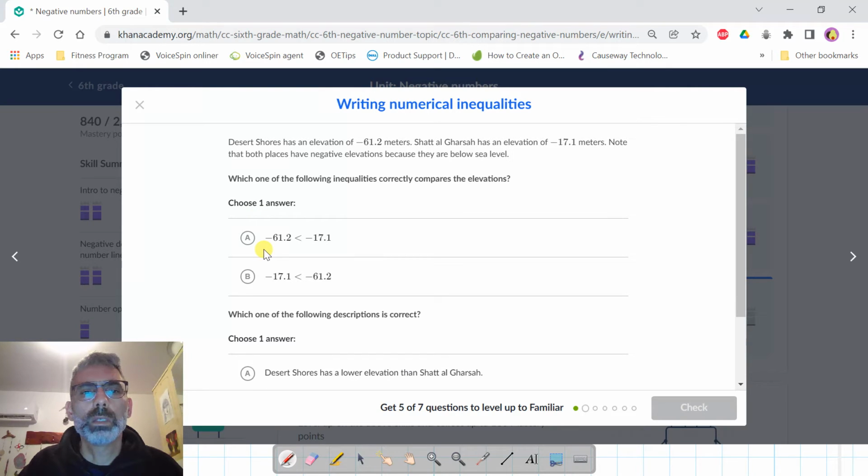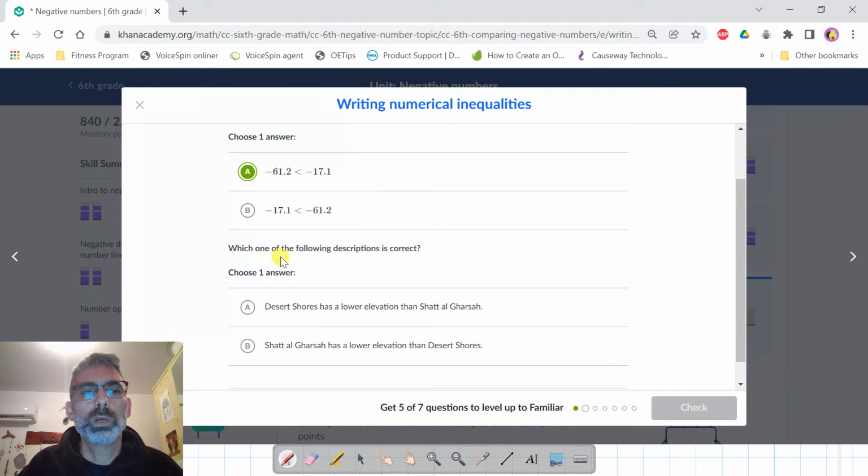So negative 61.2 is less than negative 17.1, because 61.2 has the greater value and has a negative sign, so it is to the left of negative 17.1 on the number line. So it's less than, so it's correct.